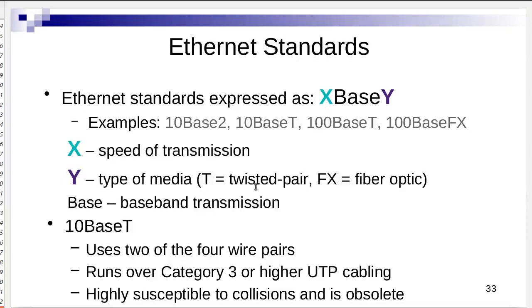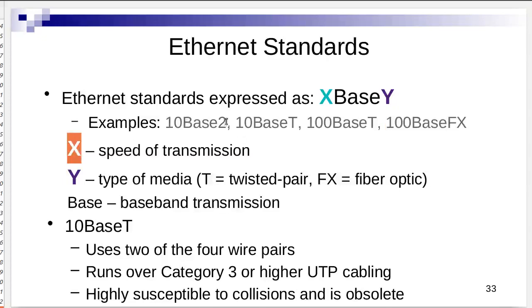This is how you'll see it described in most of the places. So it's usually described as X base Y. X is a number, which is the speed of transmission. So for example, you say 10 base 2 or 10 base T is more common, and these days you're more likely to see 100 base T, and if you have fiber optic you might see 100 base F or FX. So X, that's the number, is the speed of transmission in megabits per second.